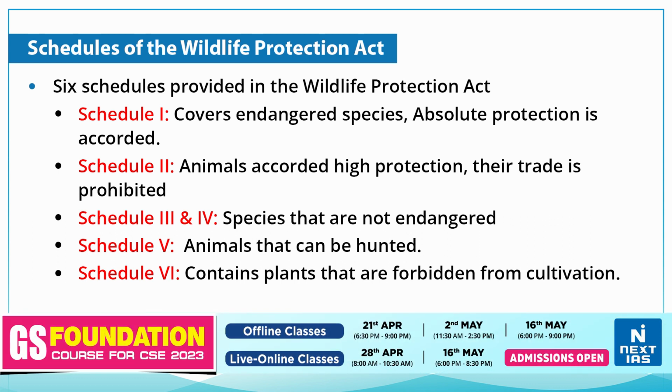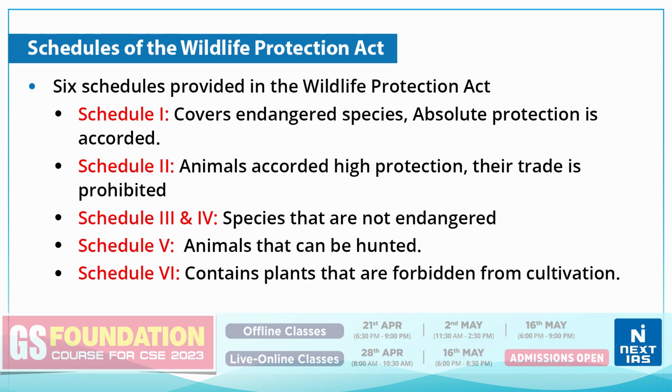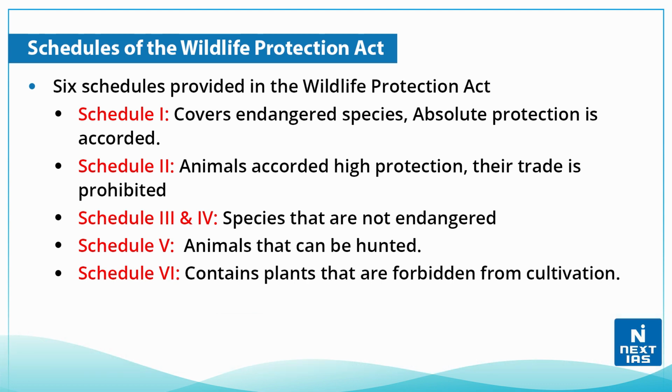Further on, we have Schedule 3 and Schedule 4, in which species that are not endangered are listed. Under the 5th schedule, the animals listed can be hunted. And under the 6th schedule, that is the last one, it contains plants that are forbidden from cultivation.